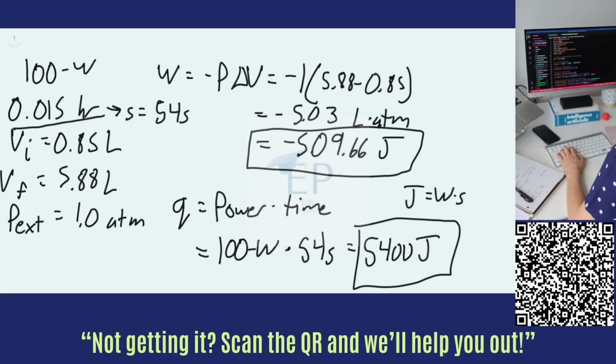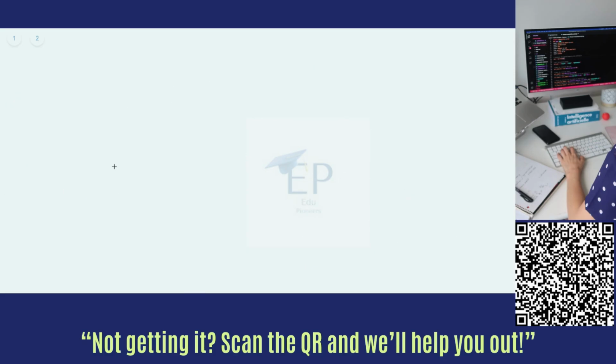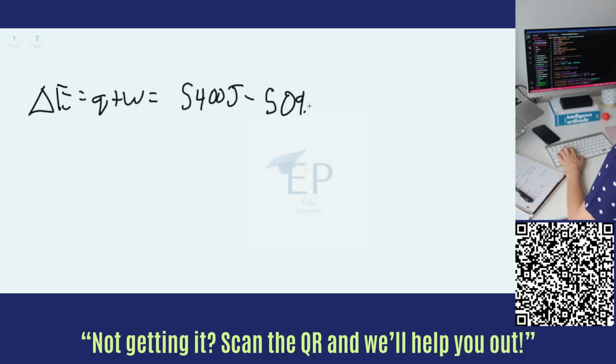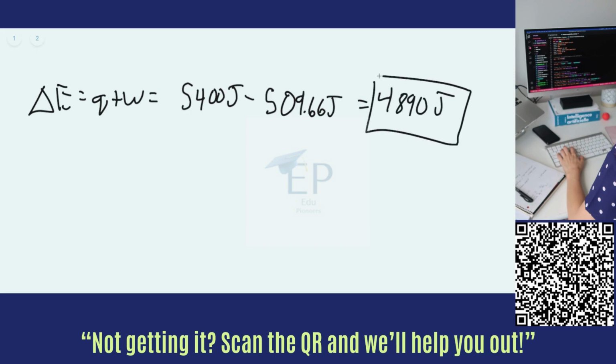So now all we need to do is find our delta E by using Q plus W. And so we take our heat, 5,400 joules, minus our work, 509.66 joules, and we get our answer rounded to 3 sig figs to be 4890 joules. And so that is our final answer for the change in energy.